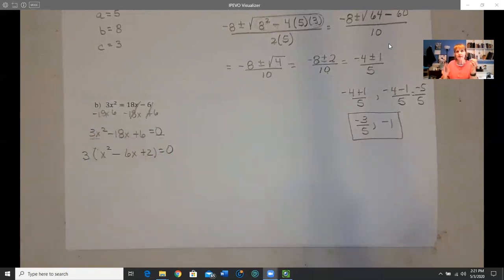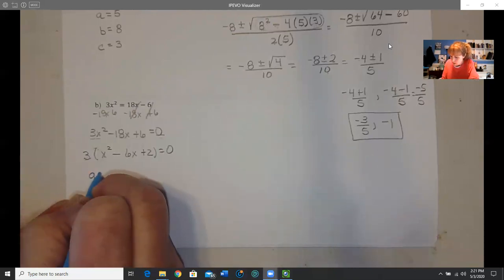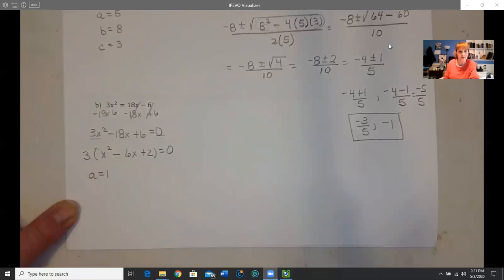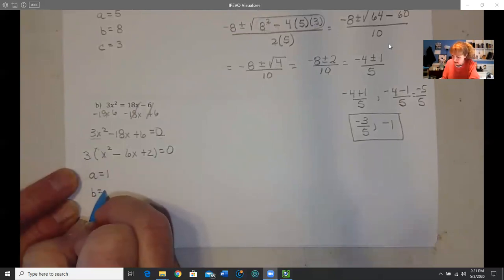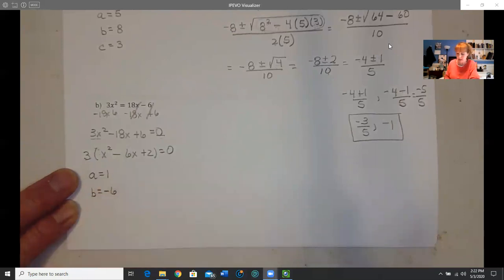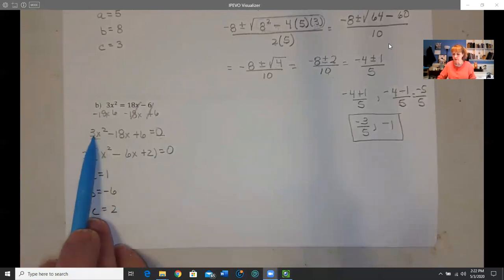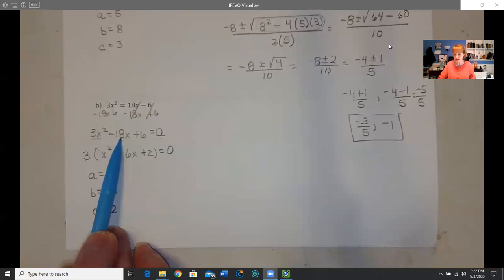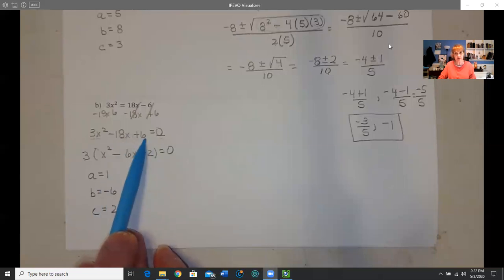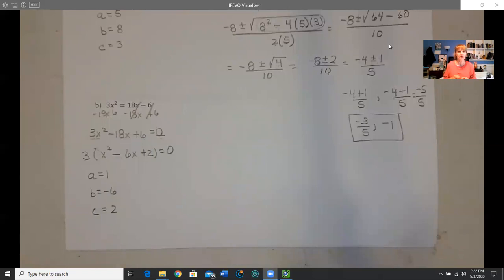Okay, so because I factored out this 3, it changed my coefficients. So it made them smaller. In other words, now my a is 1. It's a 1 in front of the x squared. B is a negative 6 in front of the x. C is a positive 2. Now again, if you would have used a is 3, b a negative 18, and c is 6, you'll come up with the same answer, just bigger numbers that you have to work with. But I'd encourage you to look for something to take out, if possible. And then that way you have smaller coefficients to deal with.